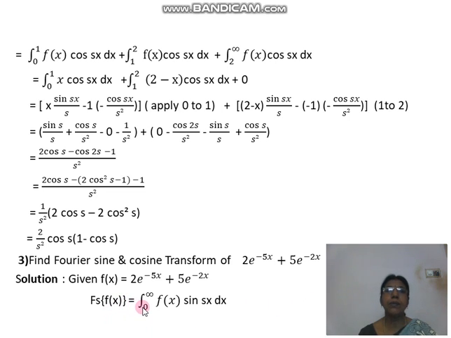This is equal to integral 0 to infinity f of x sin sx. The next step, substitute the f of x function. What we get? Fourier sine transform of f of x is equal to integral 0 to infinity of 2 e power minus 5x plus 5 e power minus 2x, times sin sx dx. We just substitute this term in place of f of x.